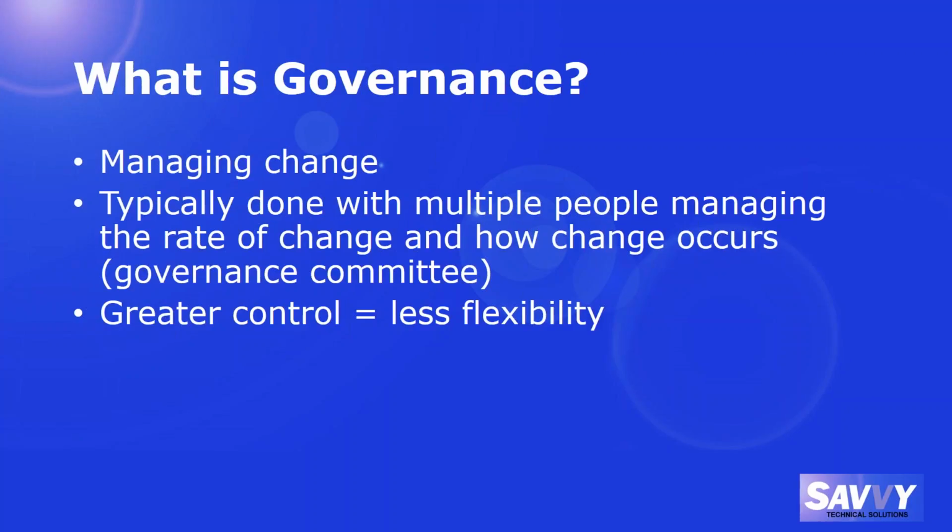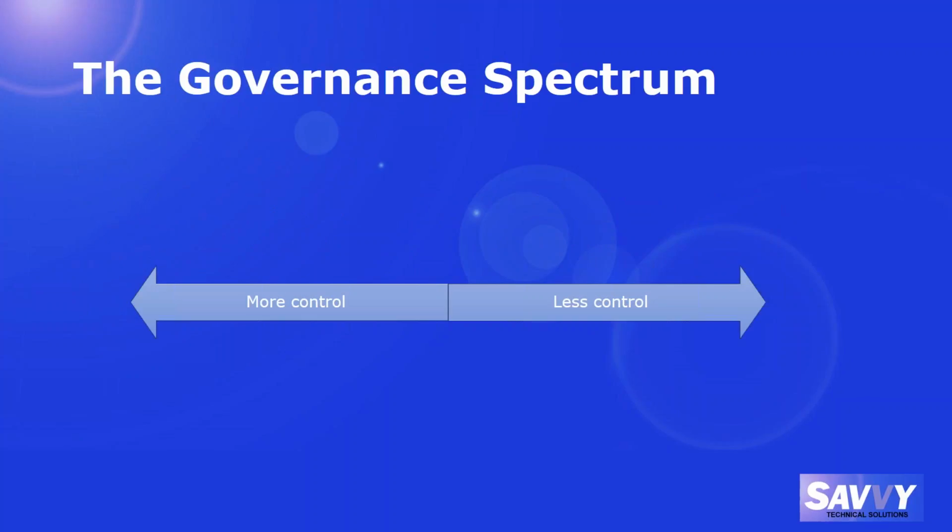So specifically what I want to talk about now is the concept of greater control versus greater flexibility. If we look at the governance spectrum, on one end we have more control, on the other end we have less control. If we think about the ways SharePoint sites are used, on the very left-hand side we have this concept of a public site.